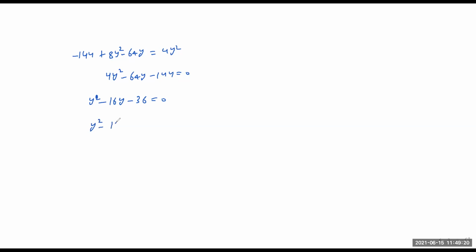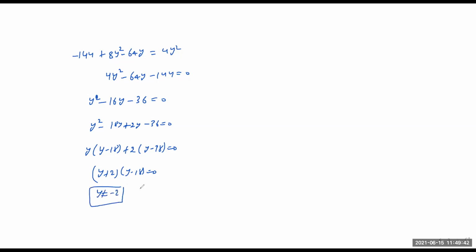y square minus 18y plus 2y, minus 36. So y minus 18, plus 2 into y minus 18. So this will give you y plus 2 into y minus 18 equals 0. But we know that y cannot be negative because we are taking the dimension. So y cannot be equal to minus 2. So we must take y equals 18. So we got the dimension y equals 18.